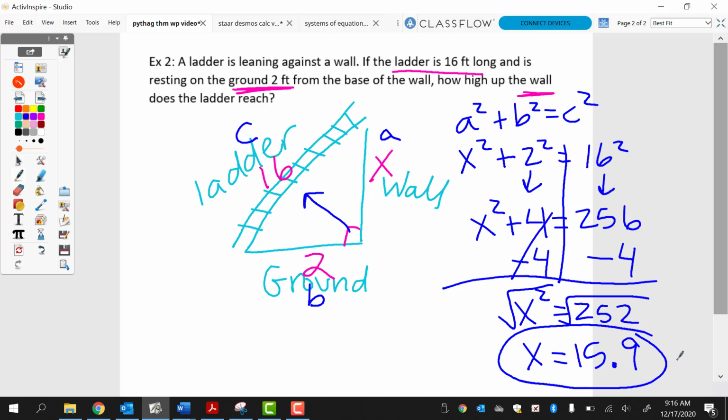Final answer, okay? Again, just draw your pictures the best you can. Again, you don't need to be an artist. It doesn't need to be perfect. Just make sure you're drawing it correctly. Otherwise, you can't get the right answer.